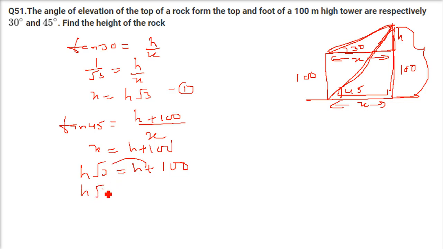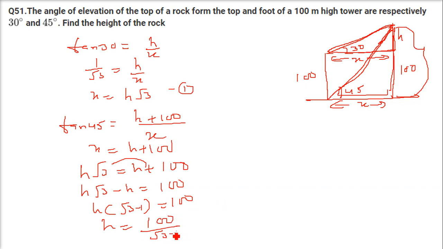Bring it here. This will be h root 3 minus h equal to 100. h times (root 3 minus 1) equal to 100. h will be equal to 100 by (root 3 minus 1). So we need to rationalize this. We don't want a root in the denominator. So we will multiply by root 3 plus 1 in the numerator and denominator.